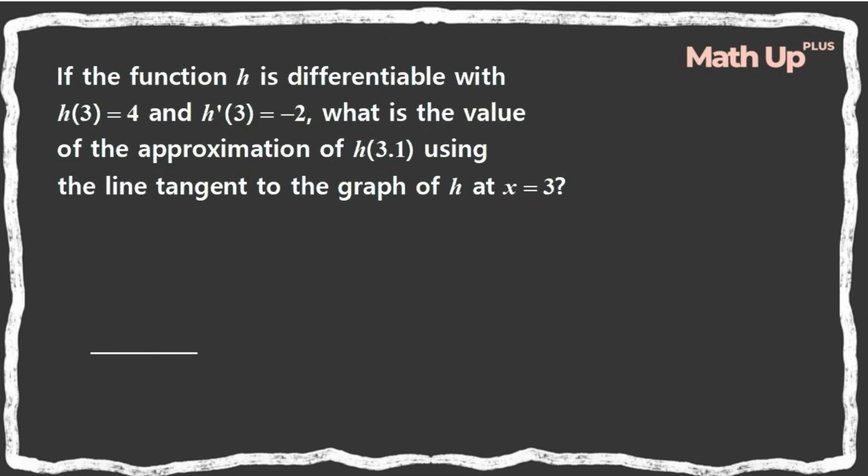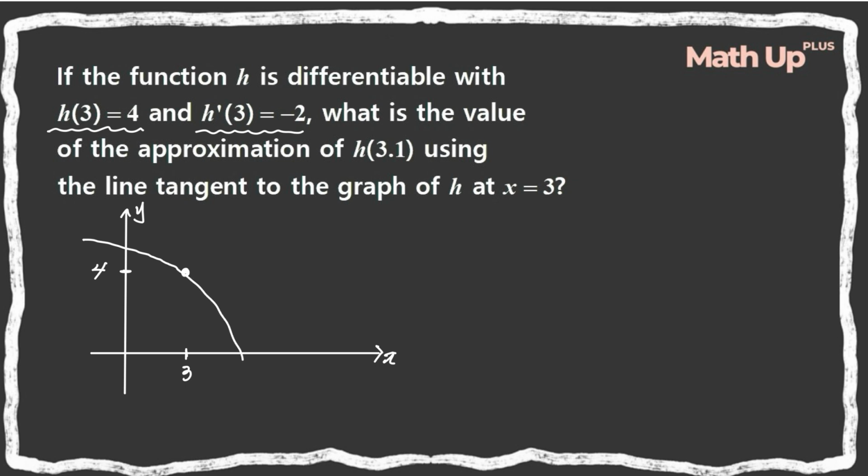Okay, if we visualize in the xy plane, this is the x-axis, this is the y-axis, h of 3 is equal to 4. So let's say here is 3, here is 4. And the slope, h prime of 3, is negative 2, right? So let's say h is this function. The slope of the tangent at (3, 4) is equal to negative 2.